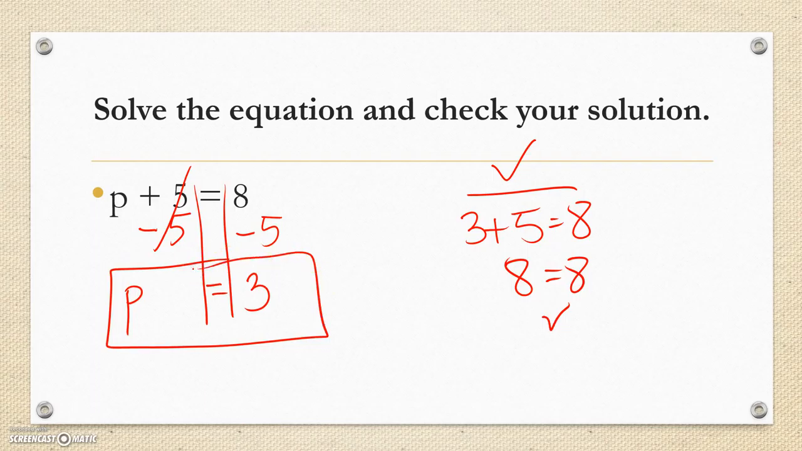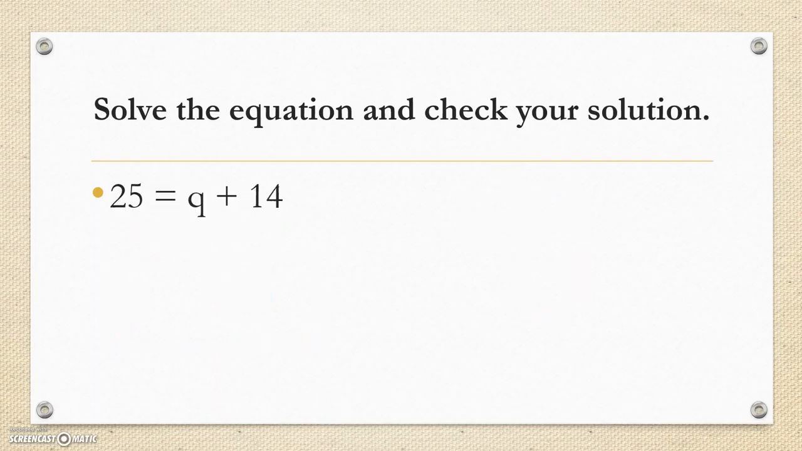So any problem that we are solving, one-step equations, we need to have all of this work on every problem. Even if you can do some of this stuff in your head, you need to show me the subtracting on both sides, or the addition on both sides, like we did on the problem right before this. So let's try this last one. 25 equals q plus 14. I'd like you to copy this down in your notebook, pause the video, and try this one on your own.